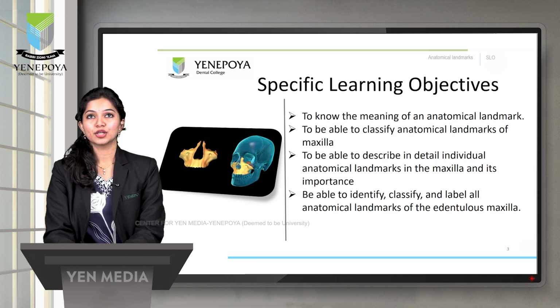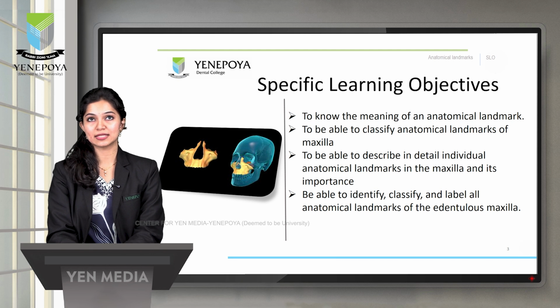These are the specific learning objectives for today. To know the meaning of an anatomical landmark, to be able to classify anatomical landmarks of maxilla, to be able to describe in detail individual anatomical landmarks in the maxilla and its importance, to be able to identify, classify and label all the anatomical landmarks of the edentulous maxilla.